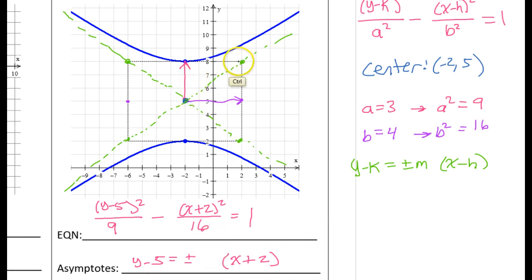Well, look back and ask yourself, what's the rise and the run of this line? Okay, so looking at this segment from here to here, what's the rise and the run? Well, guess what? The rise is the a value, and the run is the b value. So the rise and the run, that's the 3 and the 4. So that's 3 over 4. So that's it. That's the equation of the asymptotes.